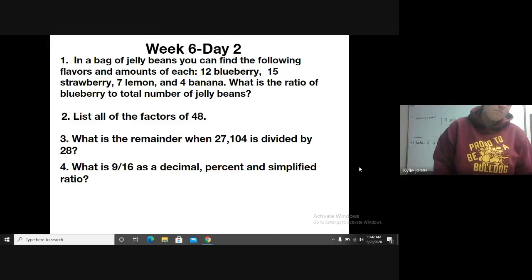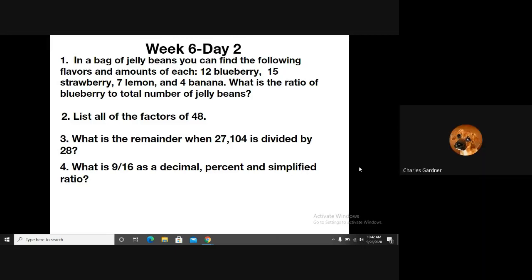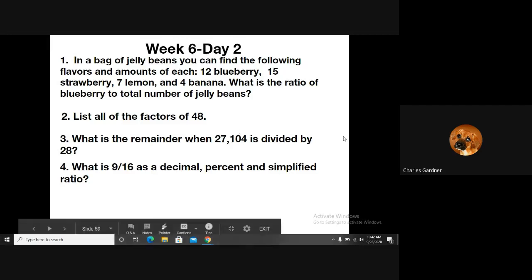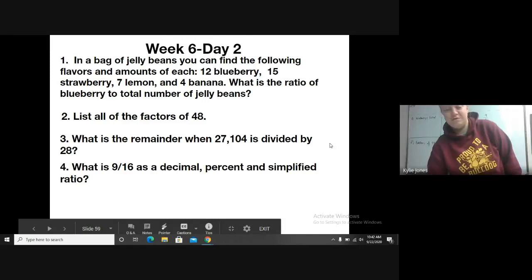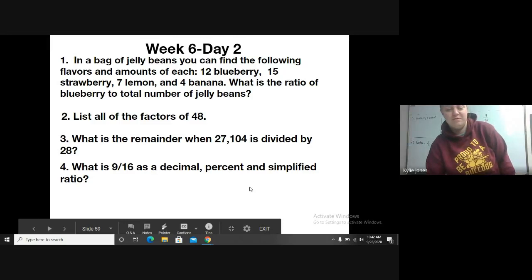Miss Jones, there's some kind of echo in the song, and it's like high pitched, and it's kind of hurting my ears. Sorry. We're going to stop it anyway, but if that happens again, just turn your microphone down.